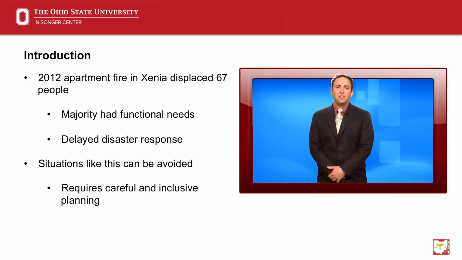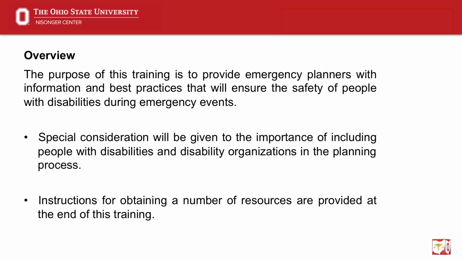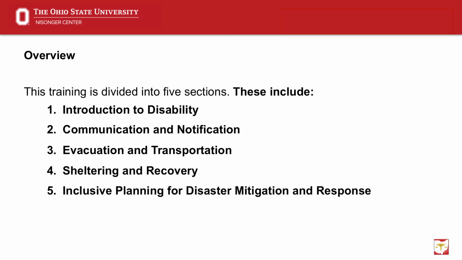With careful and inclusive planning and coordination of agencies, situations like the Xenia apartment fire can be avoided. The purpose of this training is to provide emergency planners with information and best practices that will ensure the safety of people with disabilities during emergency events. Special consideration will be given to the importance of including people with disabilities and disability organizations in the planning process. Instructions for obtaining a number of resources, including a list of statewide and regional disability organizations, are provided at the end of this training. This training is divided into 5 sections.